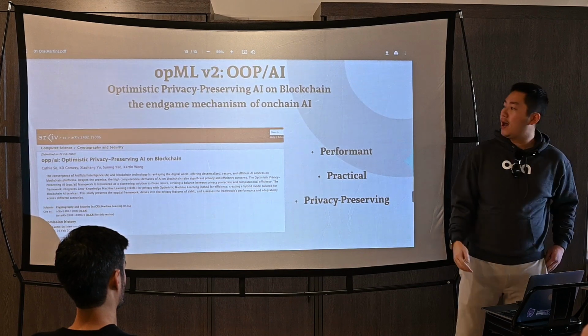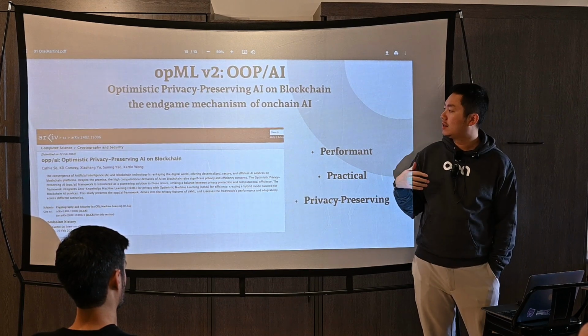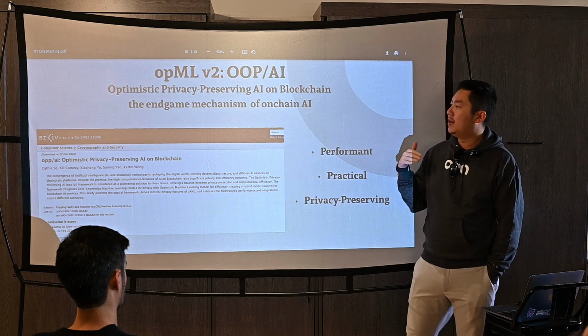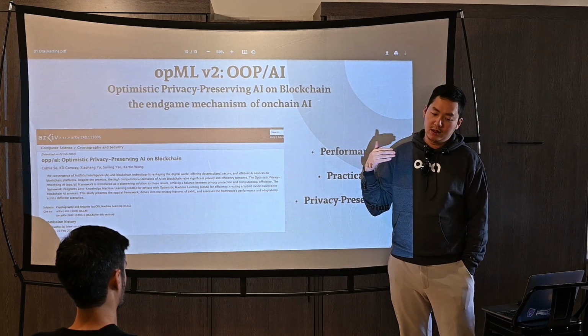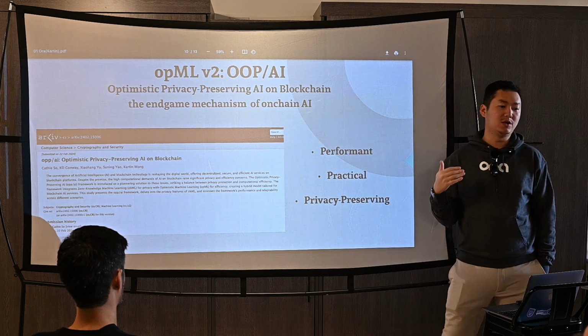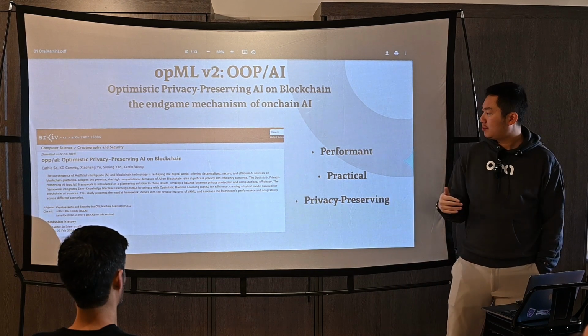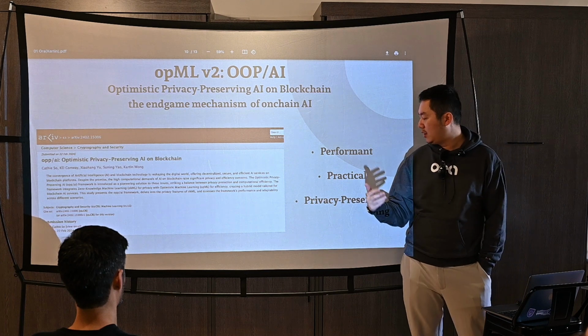And in OPI, we just released the second paper yesterday. I think OPI is the best practice for the on-chain AI mechanism. OPI stands for Optimistic Privacy Preserving AI on Blockchain. So it's programmatic, practical, and privacy preserved.